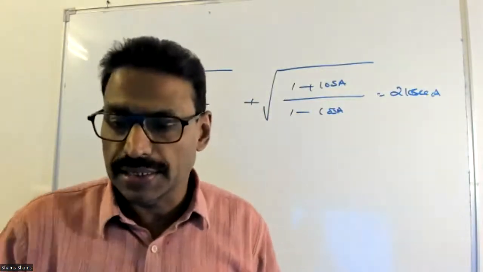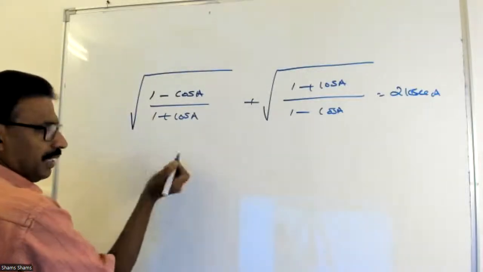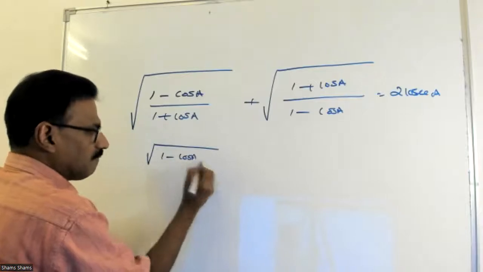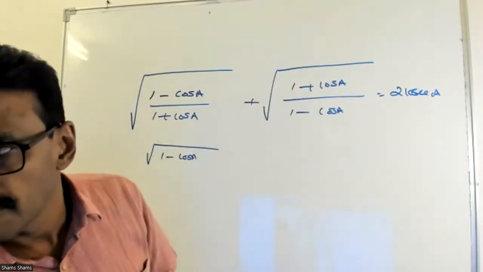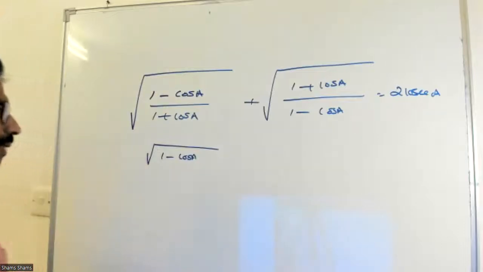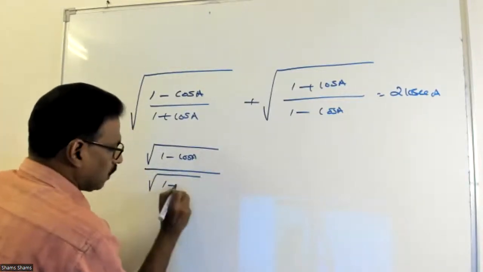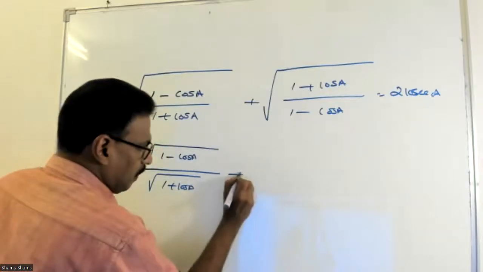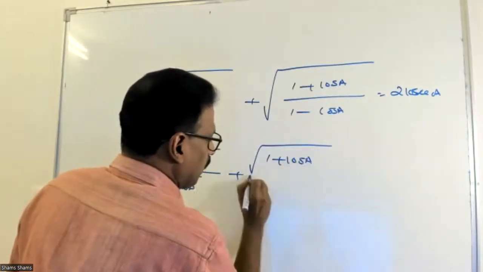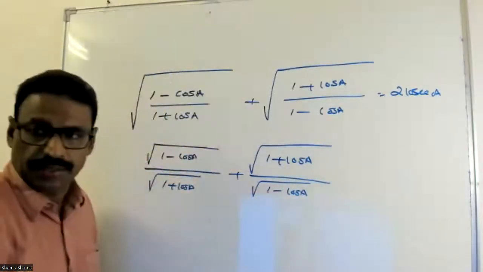Okay, I have another method. Listen here. I can write this one in a more easy way. That's up to you, you decide. Root of 1 minus cos A divided by root of 1 plus cos A plus root of 1 plus cos A divided by root of 1 minus cos A. Like this you write.